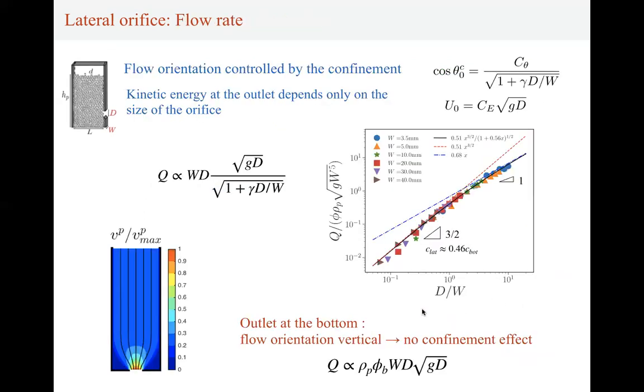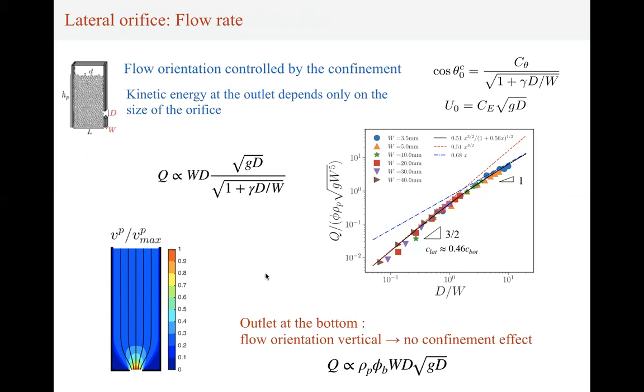So in fact, in this configuration, using a lateral orifice, we found that the flow orientation is completely controlled by the confinement, but the kinetic energy depends only on the size of the orifice. That's why we have an empirical law for the flow rate. So in fact, it's not the velocity which scales with W, but the angle of inclination. This empirical law adjusts really well to our data, but it's empirical.